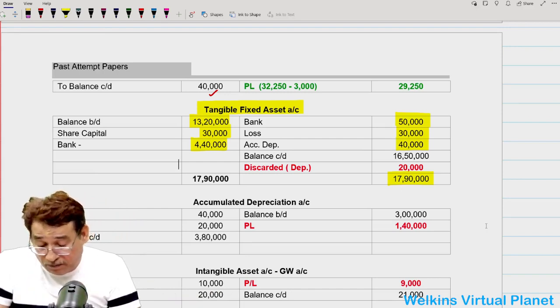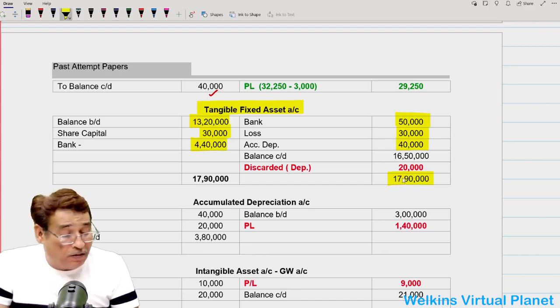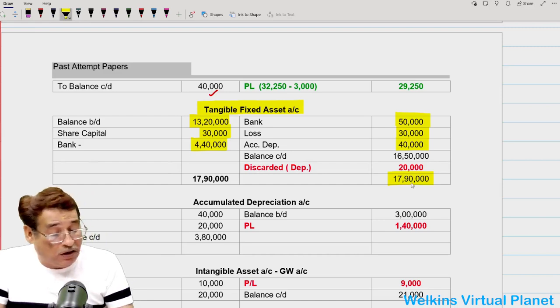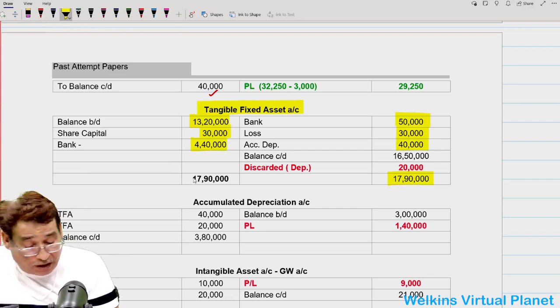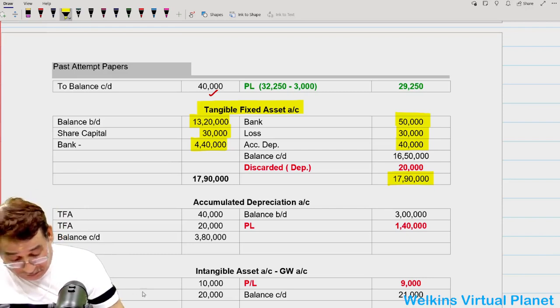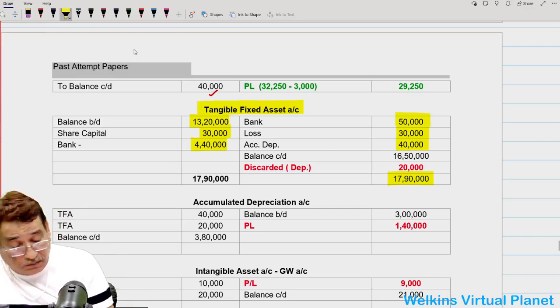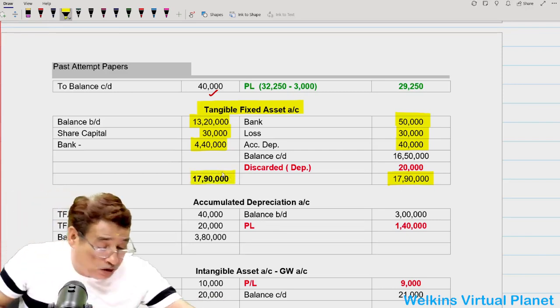1320 plus 30, plus 440, minus 120, and minus balance carried down, 1650. So 20,000. Okay. This balance carried down is already given. Actually, your balancing figure is 20,000. This is the total 1790,000. I got confused by that. This is your total. So it's okay.